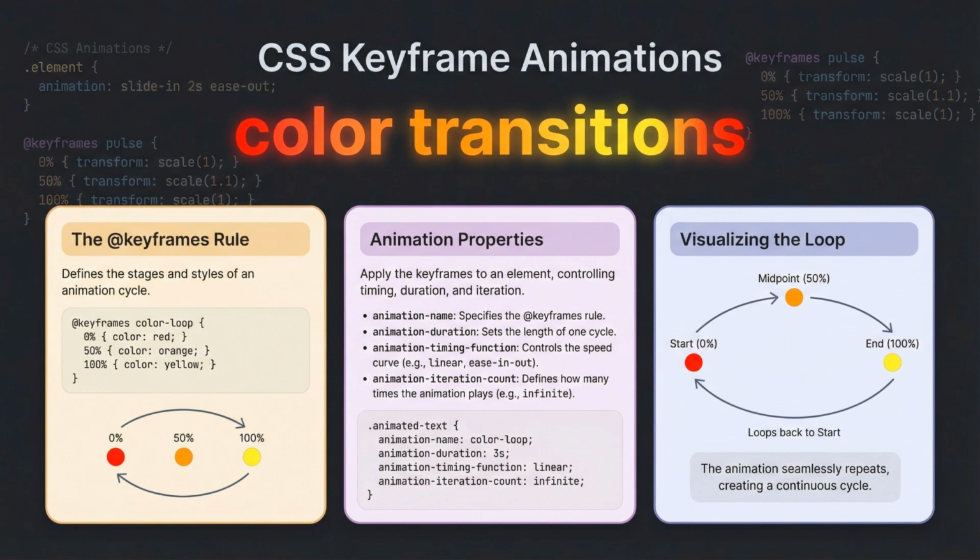Continuing from where we left off, let's now get into one of the most powerful tools in CSS, keyframe animations. This is where we can make elements loop, spin, shift colors, and move around, all with just a few lines of CSS. Let's break it all down step by step.